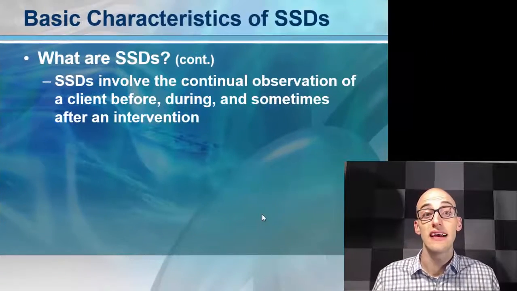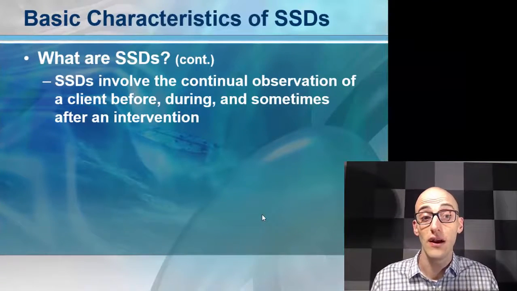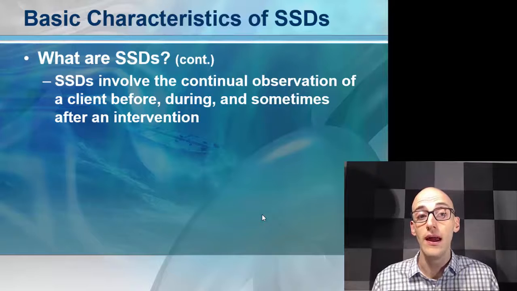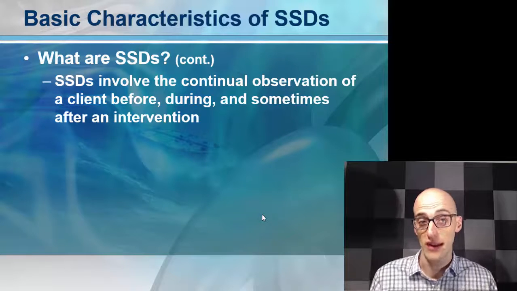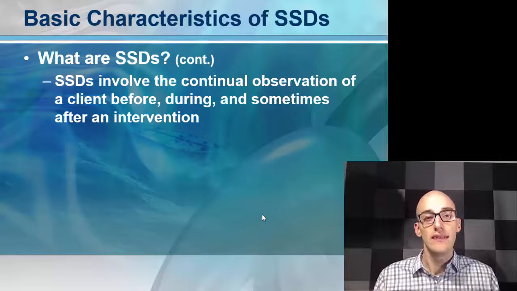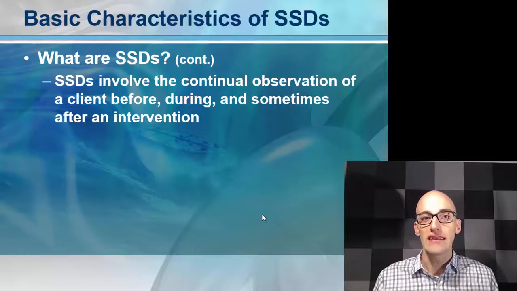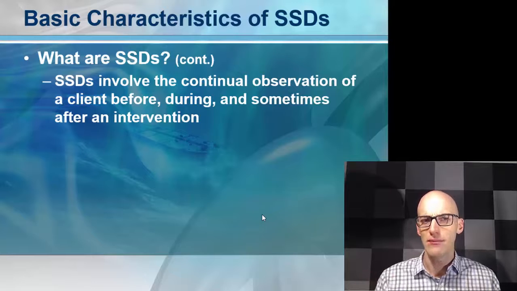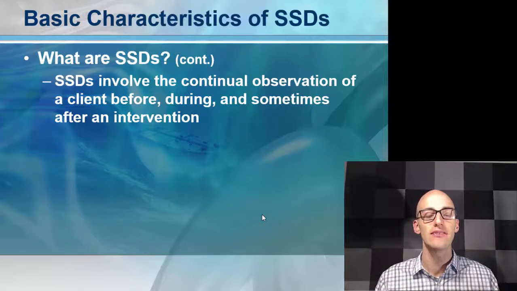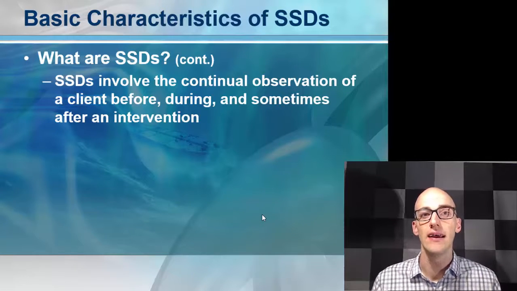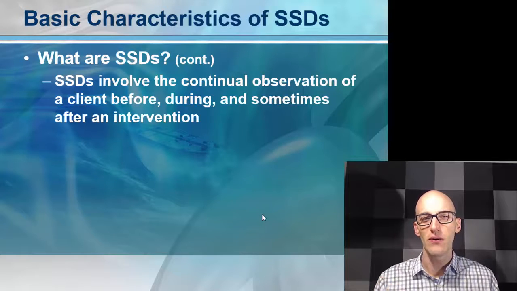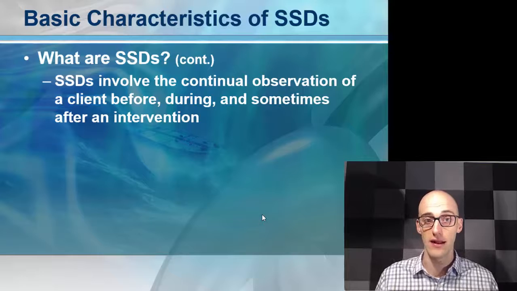So single system designs involve continually observing one client before, during, and sometimes after an intervention. So in this course, what I'm going to be talking about before, it's going to be referring to their baseline. So what's their baseline problem before you actually step in and try to implement some type of intervention? So baseline is essentially what would be expected to continue over time if you hadn't stepped in at all.